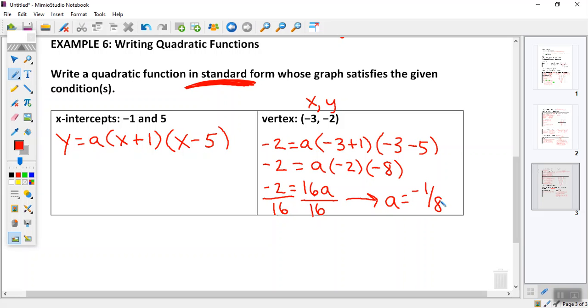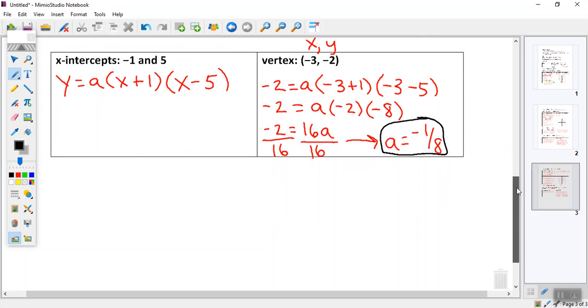The first thing that we did is kind of start this out in x-intercept form. And we said y has got to equal a times x plus 1 times x minus 5. When I say the intercepts are this and this, we got to make them fit into these zeros. Then I went through and said, let's plug the vertex in for x and y, and that allowed us to solve for what value over here? Well, it allowed you to solve for what? A, right? Okay, so this is the completion of this.